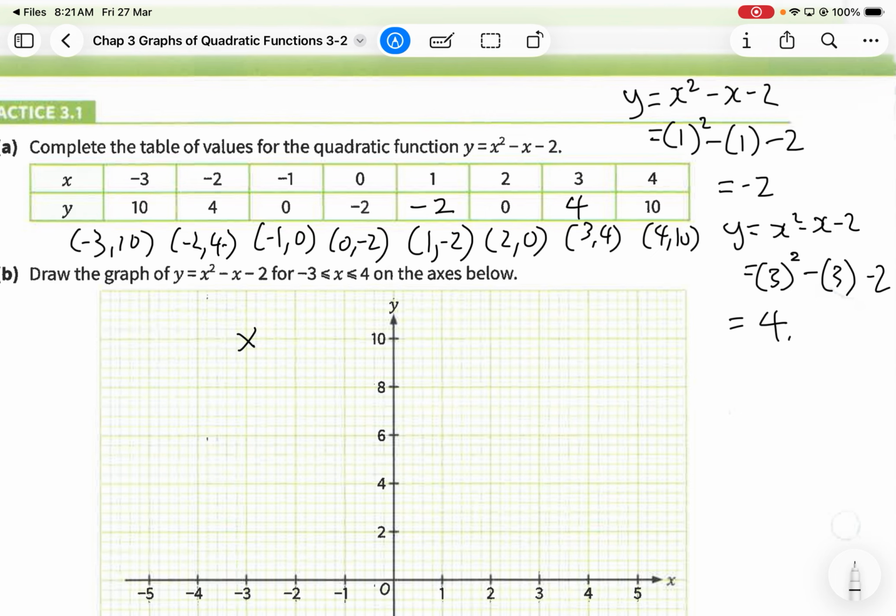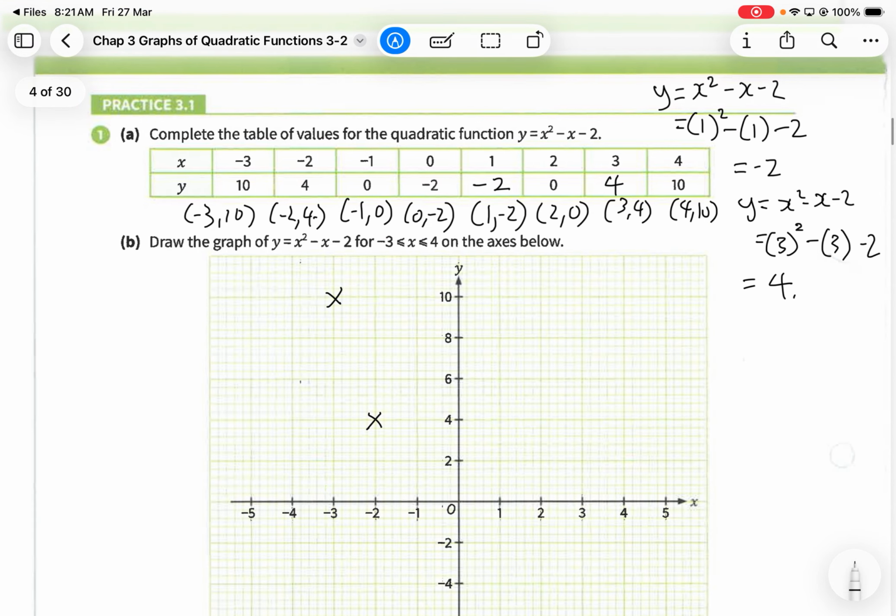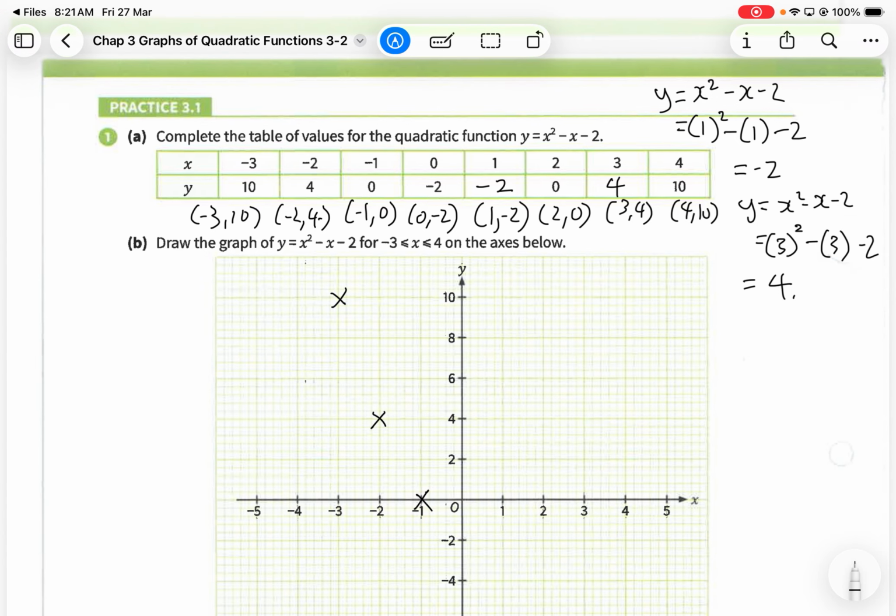Plot. Negative 2, 4. Here. Negative 1, 0. 0, negative 2. 1, negative 2. 2, 0. 3, 4. 4, 10.